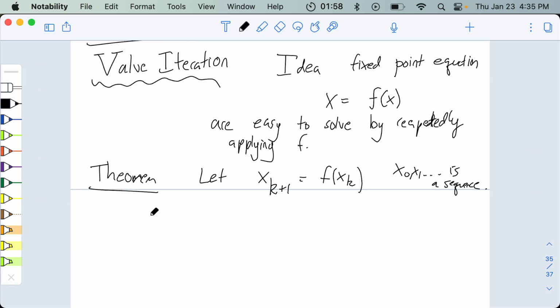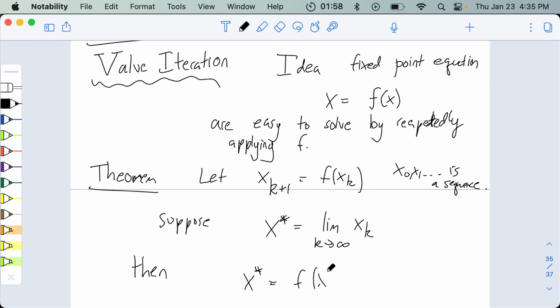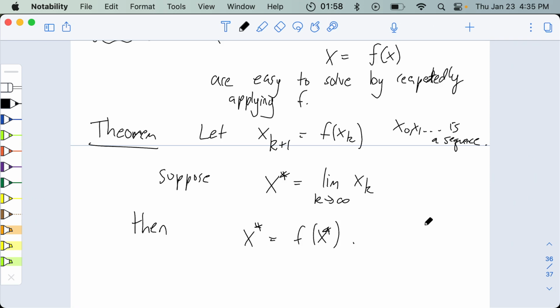And let's suppose the limit exists. x star is the limit as k goes to infinity of x_k. So the limit of the sequence. Then x star equals f of x star. So whatever this sequence is getting closer and closer to must be a solution to the equation that we wanted. This is called a fixed point equation because applying f to x star doesn't move it. So x star is fixed under the action of f.